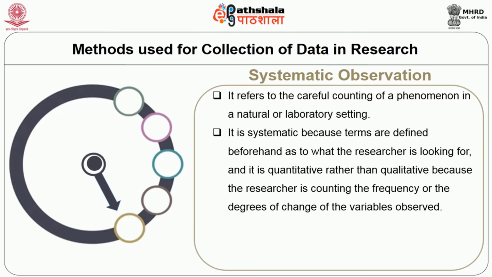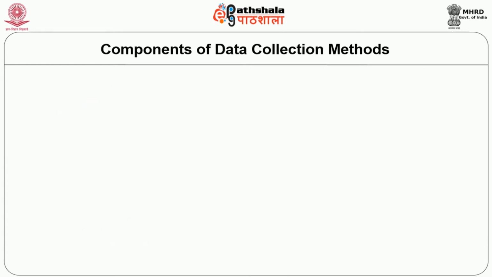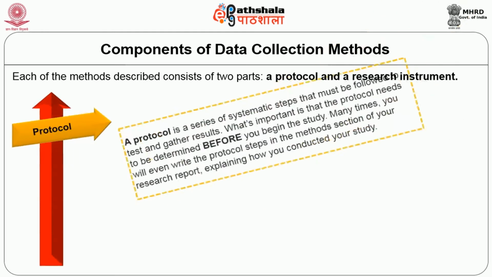Because observational research can be overwhelming due to the amount of data there is to observe, it is important to establish a system before you conduct such research. Systematic observation usually leads to descriptive data, but it can be used in experimental and inferential research as well. Next, we come to the components of the data collection method. Each of the methods described consists of two parts: 1. A protocol, and 2. A research instrument.